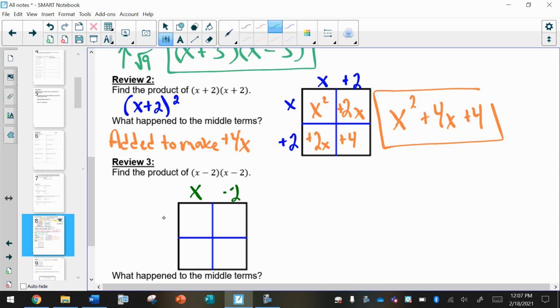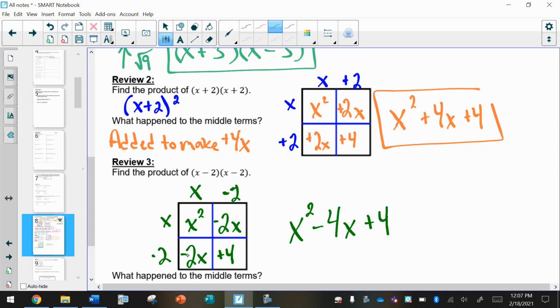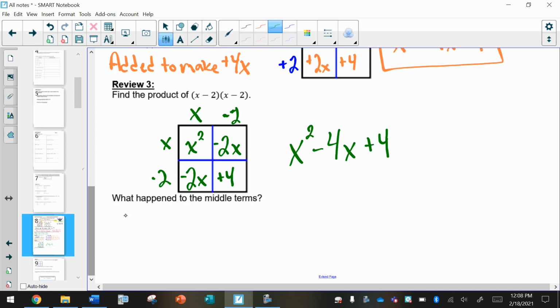What happens if I have x minus 2 and x minus 2? So let's see what happens if it's two subtractions, two minuses. X times x is x squared. X times negative 2 is negative 2x. X times negative 2 is another negative 2x. And then a negative 2 times a negative 2 makes it a positive 4. Combining like terms, there's only one x squared. Negative 2x and negative 2x add together to be negative 4x. And we have a plus 4 at the end. So what happened to the middle terms? These ones added to make a negative 4x, but they were still added together. They just added to make a negative because they were both negative.